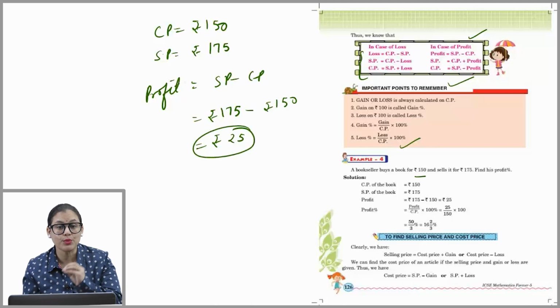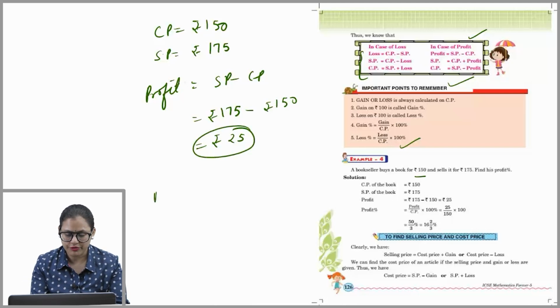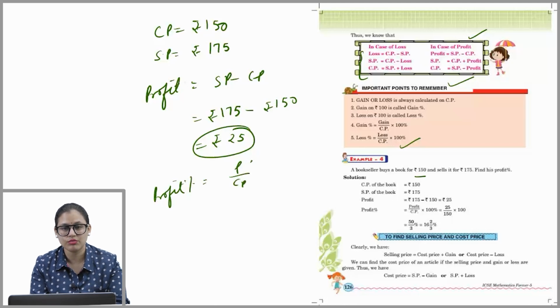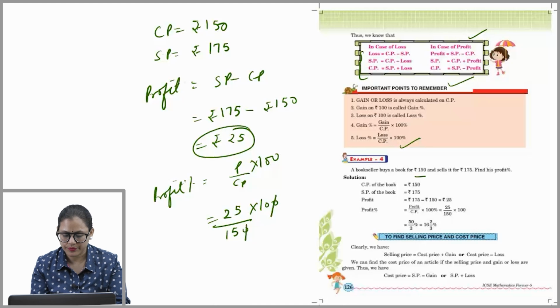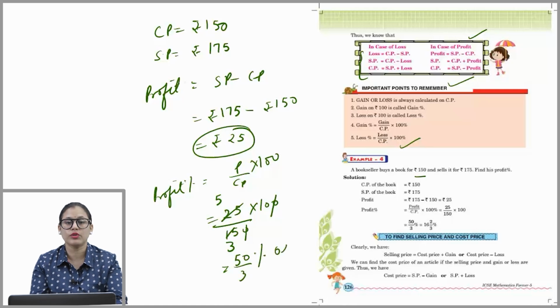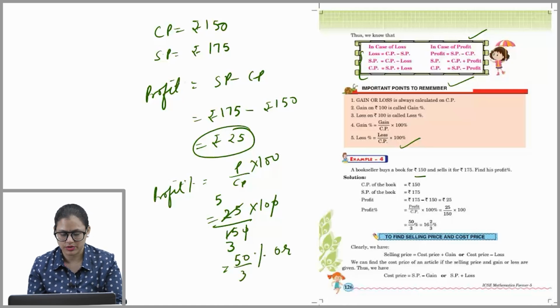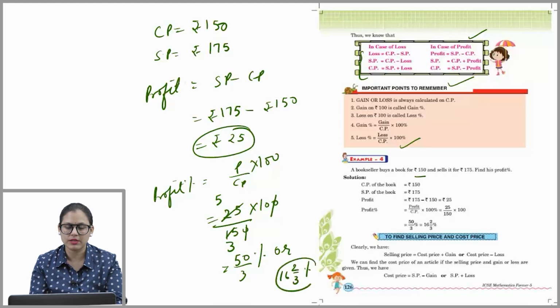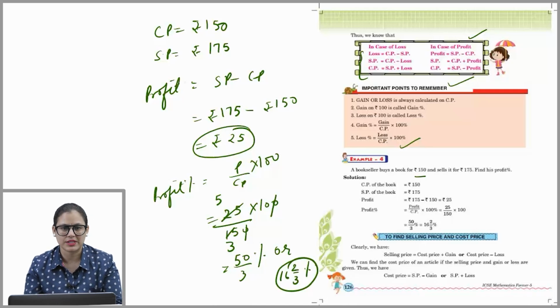But we have to find his profit percent. And you know, profit percent is profit upon CP into 100. Profit is rupees 25, CP is 150 rupees, into 100. 5 5s are 25, 5 3s are 15. So 50 by 3%, or you can also convert it into a mixed fraction, so 16 2 by 3%. So he made a profit of 16 and 2 by 3%.